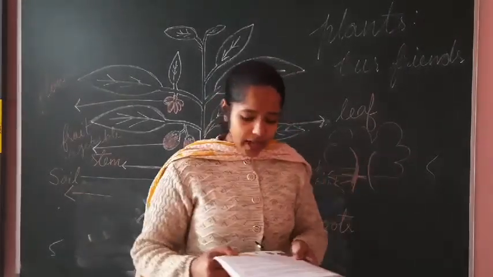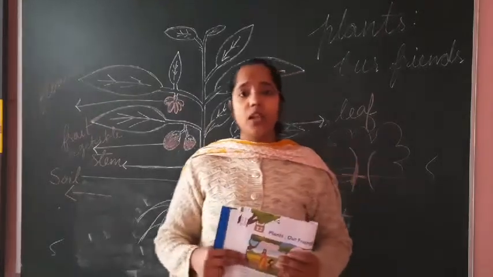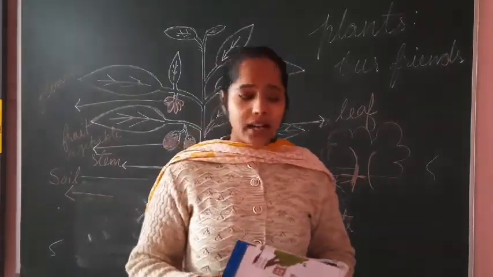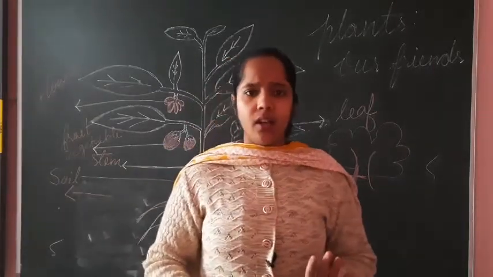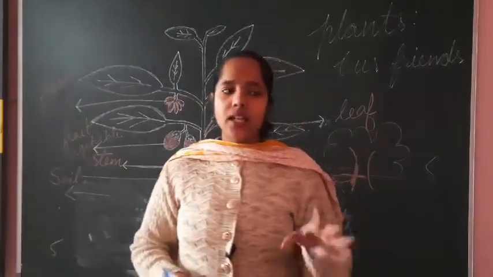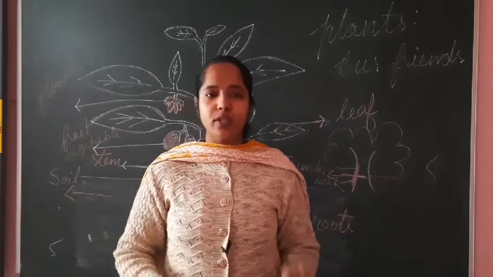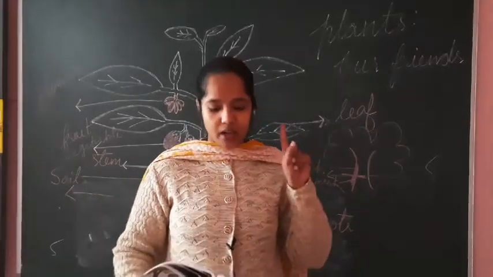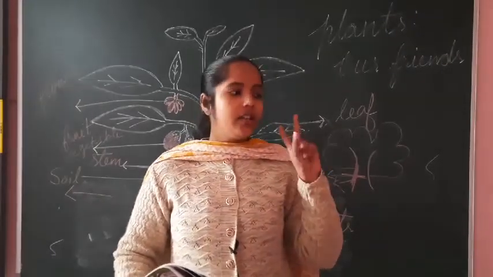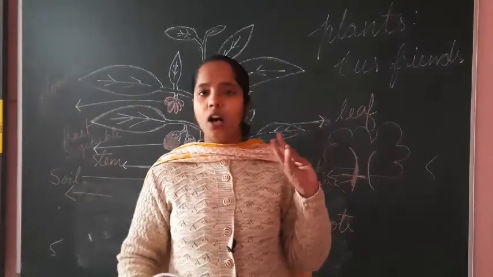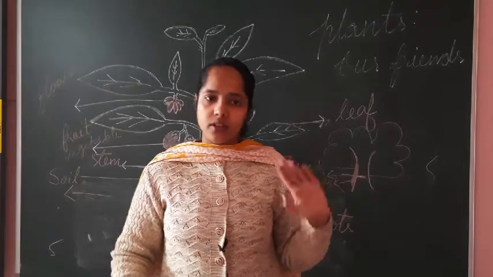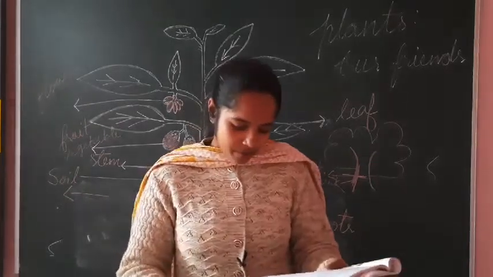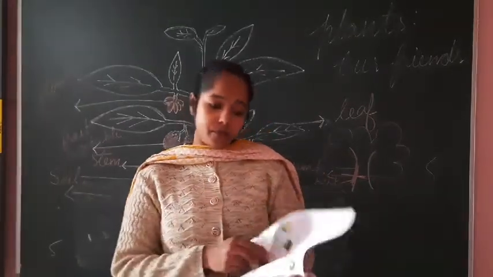Watermelon and pumpkin are examples of creepers. Have you seen watermelon plants that grow on the ground itself? Pumpkin you have seen. So these are examples of creepers. So students, what have we learned? We have learned trees, examples of trees, shrubs, examples of shrubs, herbs, examples of herbs, then climbers, then creepers. Understood? So with that we have completed types of plants.